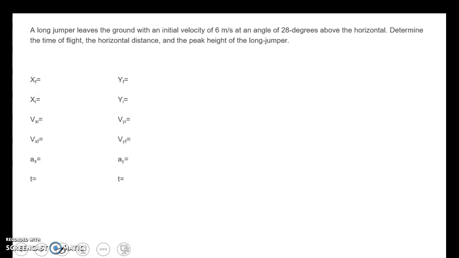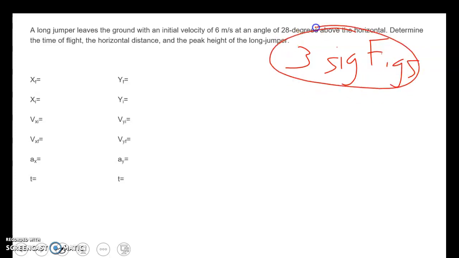Obviously, we round these answers, so make sure you round. Let's round everything to 3 sig figs. So round everything to 3 sig figs for the time of flight, horizontal distance, and height of the long jumper. Once you get those right, you pretty much know what you're doing. If you're struggling with getting these, come and see me so that we can get that taken care of. Happy problem solving.